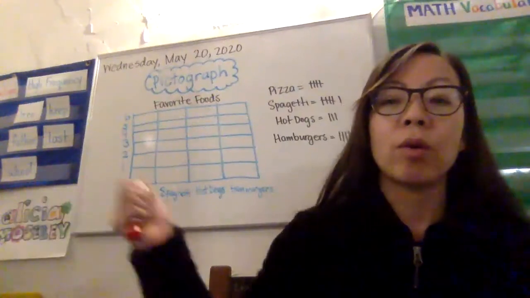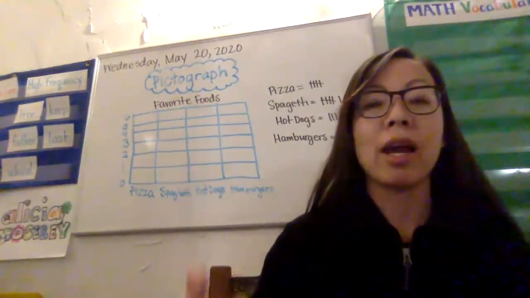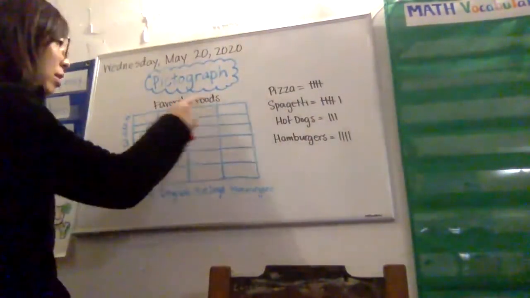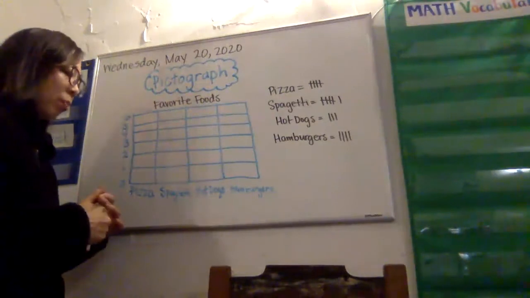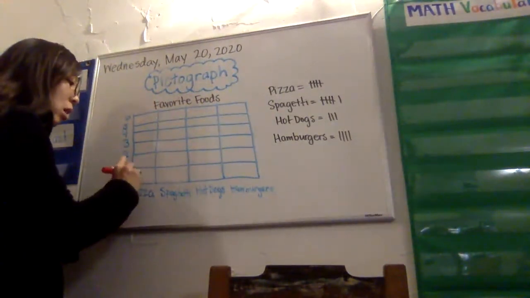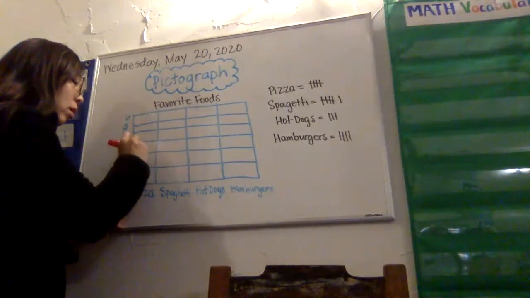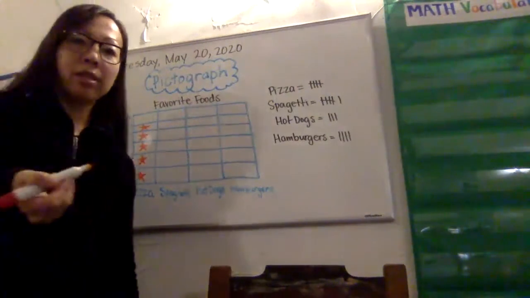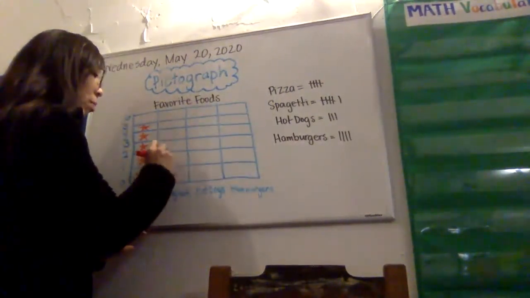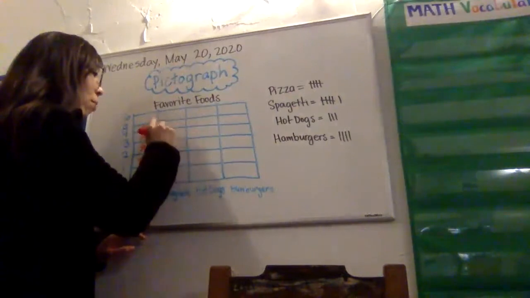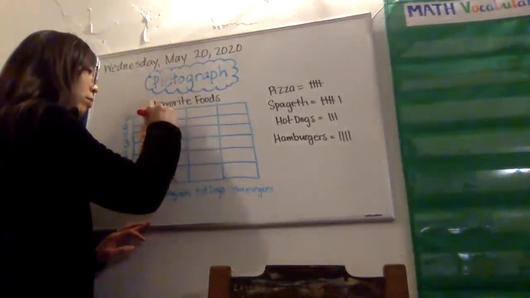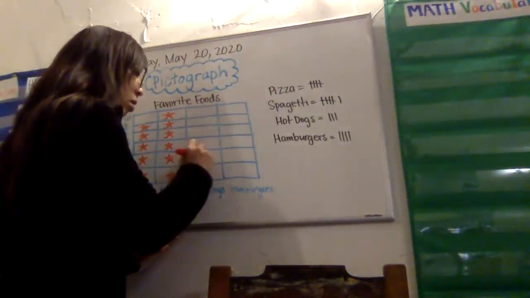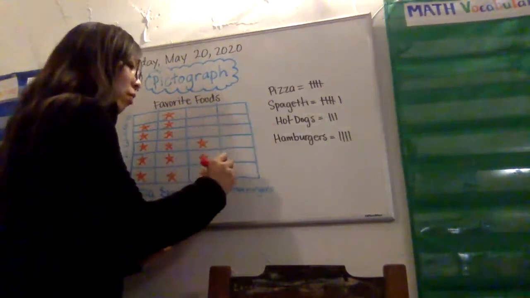So I'm going to go over to my graph, and I'm going to add in these data points. Let's take a look at what that looks like. Well, I see that there's 5 people who voted for pizza. So in each of these boxes, I'm going to put a star to show 5. Now spaghetti was 6, so I have to do 6. I'm going to draw my stars all the way up to number 6. Hot dog had 3 votes, so we'll draw in 3 stars going up. And hamburgers had 4.